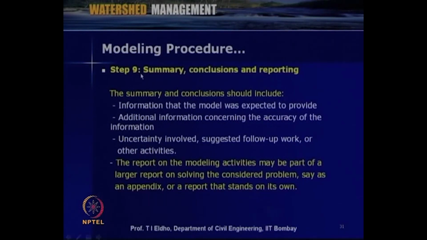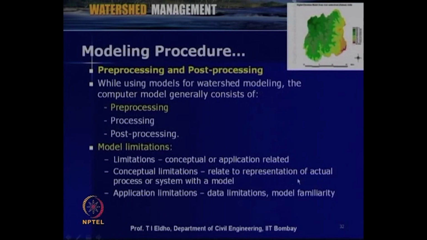Finally, in step number 9, once the model is run and applied, we get various results, and then we can come up with conclusions based upon the results. So, step number 9 is summary, conclusions and reporting. The summary and conclusion should include the information that the model was expected to provide, additional information concerning the accuracy of the information, the uncertainty involved, and suggested follow-up work. The report on the modeling activities may be part of a larger report on solving the considered problem, say as an appendix, or a report that stands on its own.